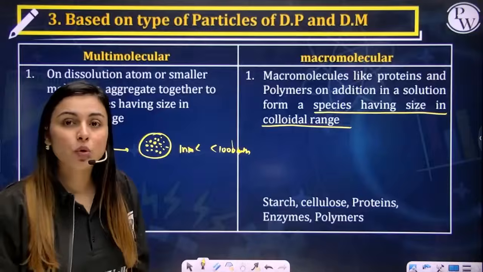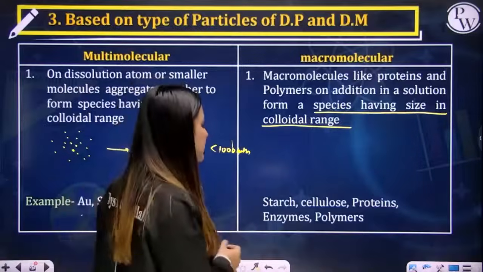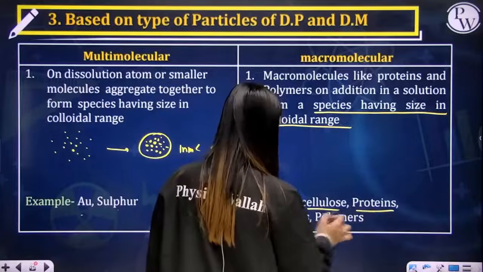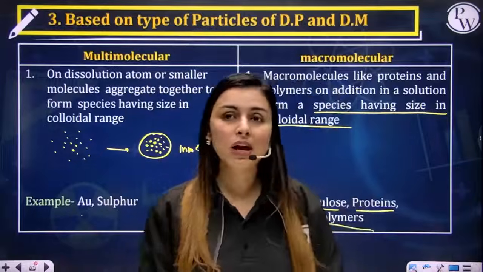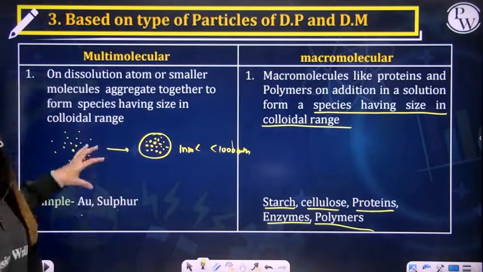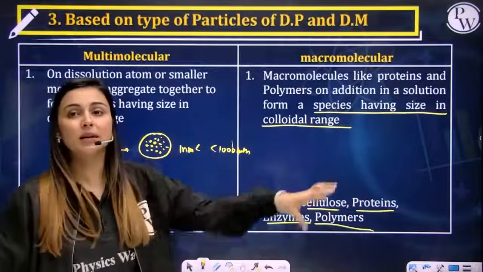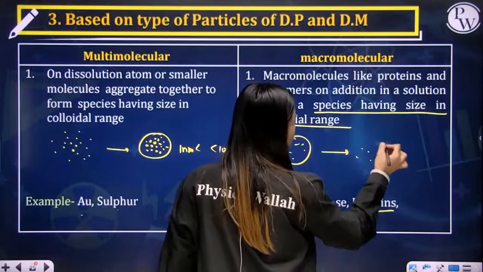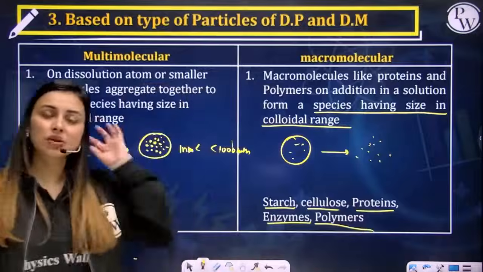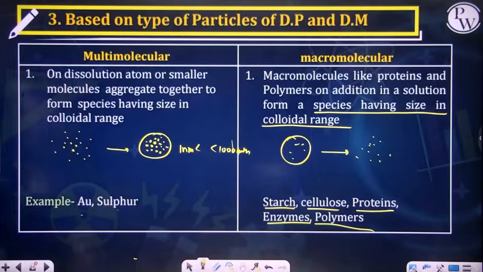Now, which are the macromolecules? All the polymers are actually your macromolecules. See, starch, cellulose, proteins, enzymes, all these are macromolecules. All these are your polymers. Okay, yes. So I hope you're clear with this. Here, small particles aggregate together to the colloidal range. Here large particles break themselves into the colloidal range. Okay, so this is how multimolecular and macromolecular colloids can be classified into the colloidal range. Okay, perfect. Please write it down.